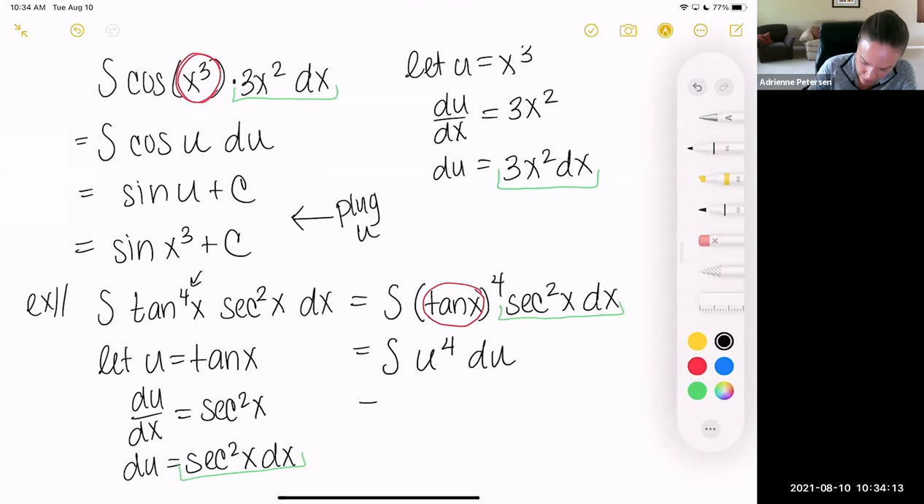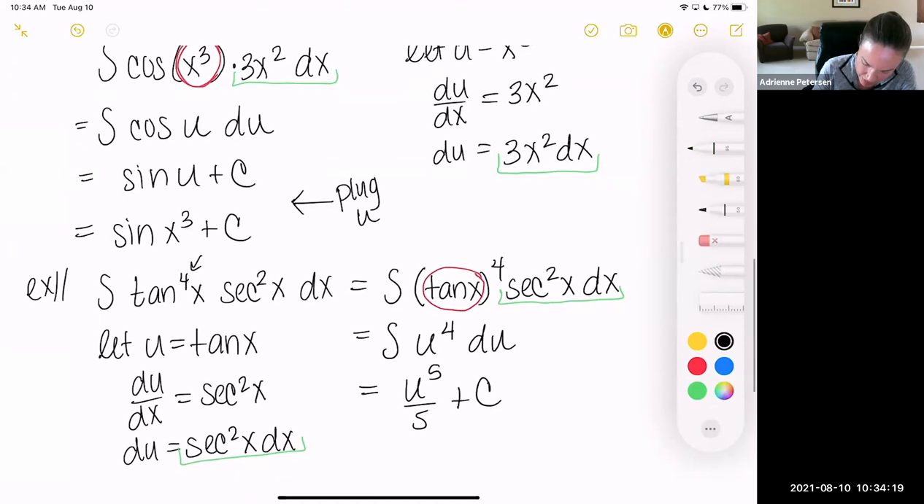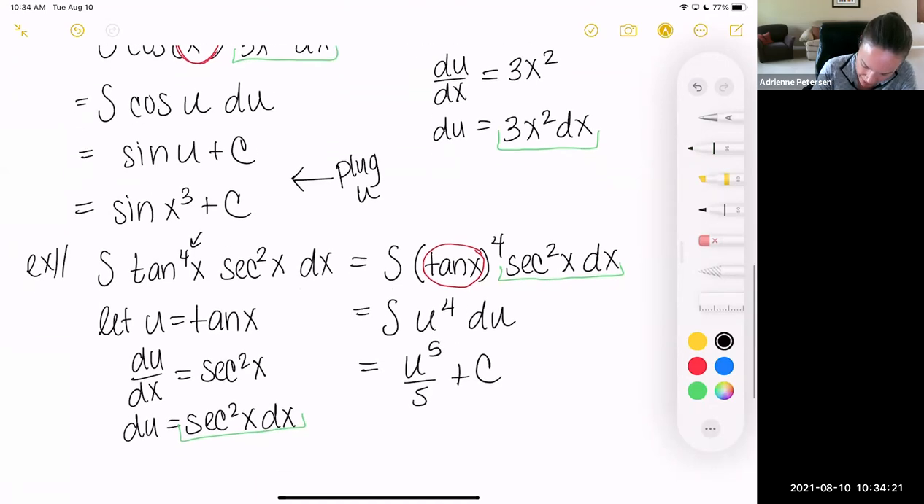So now using the reverse power rule, we have that the integral is u to the fifth over 5 plus c. The last step is we have to put u back in. So u was tangent of x. So I'm going to write my final answer as 1/5 tangent to the fifth plus c.